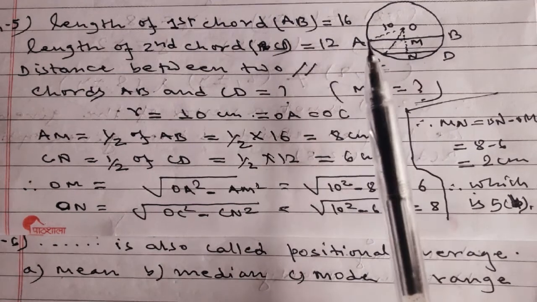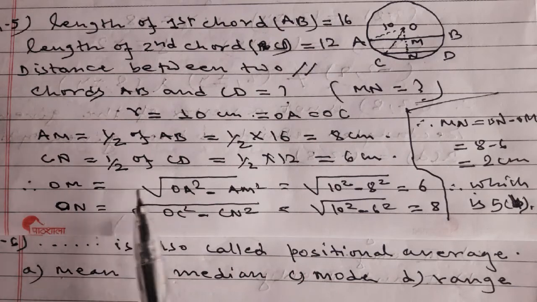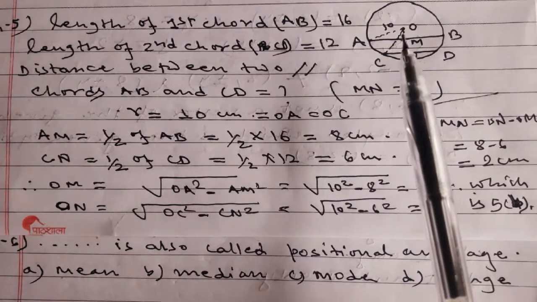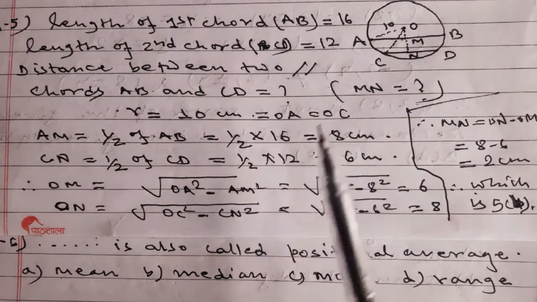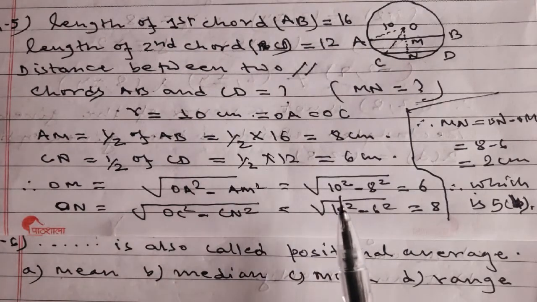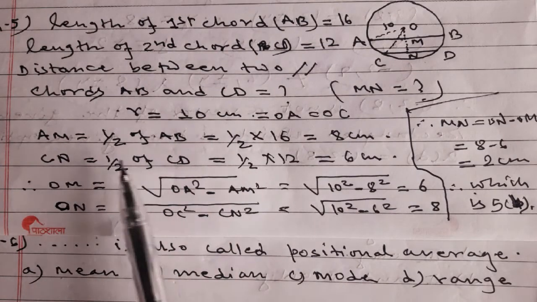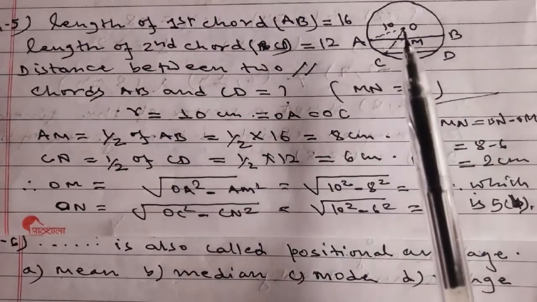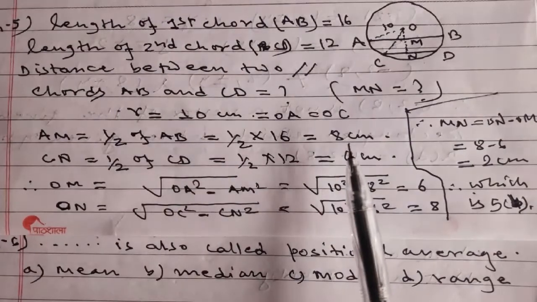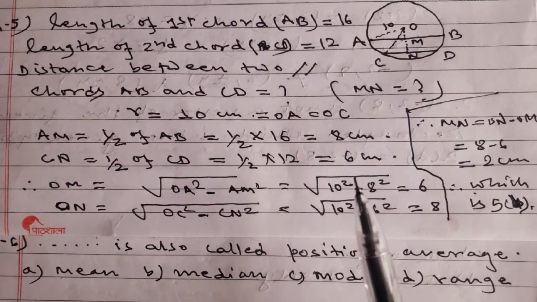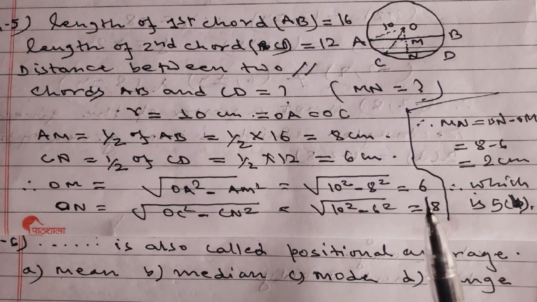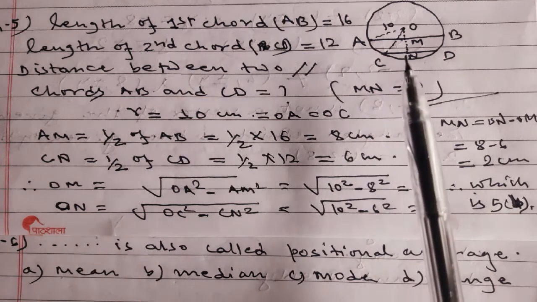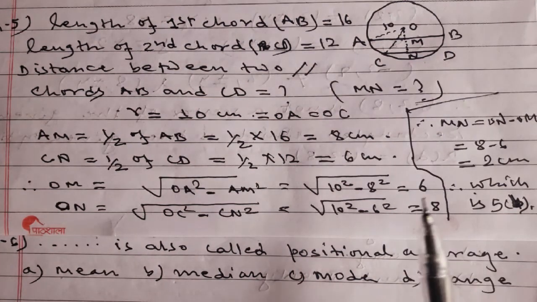OM is perpendicular. So by using the Pythagoras theorem, we know the formula: P is root H square minus B square. That means OA square minus AM square. The value of OA, that means the radius, is 10, and the value of AM is 8 centimeter. So 10 square minus 8 square. 10 square is 100, 8 square is 64. 100 minus 64 is 36, and the square root of 36 is 6. So OM, that means the distance of the first chord from the center, is equal to 6 centimeter.